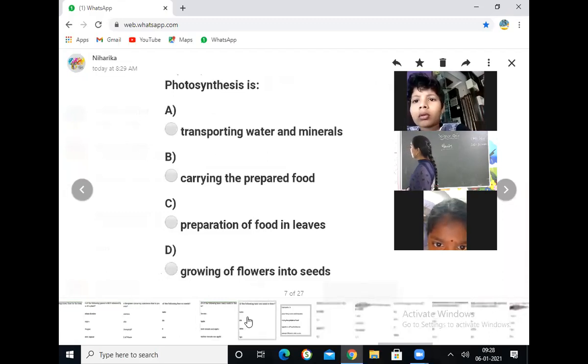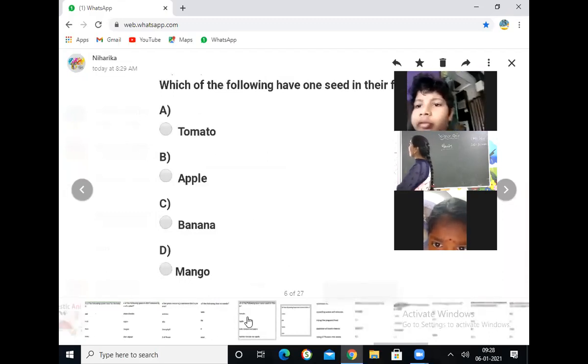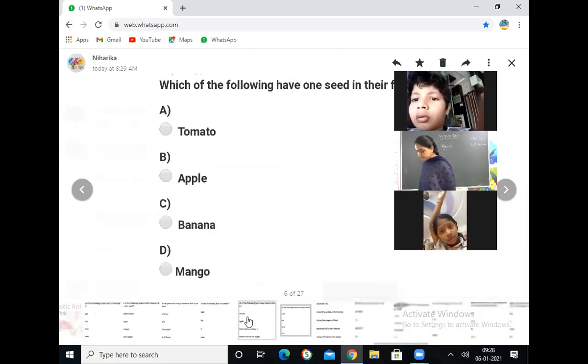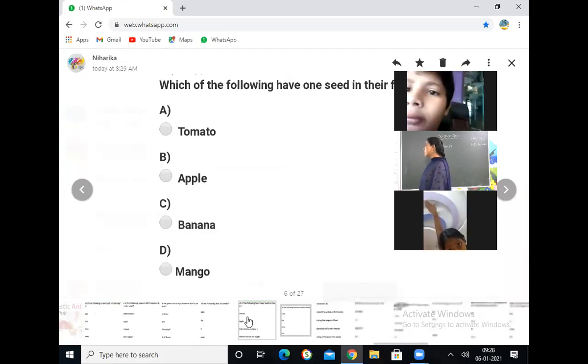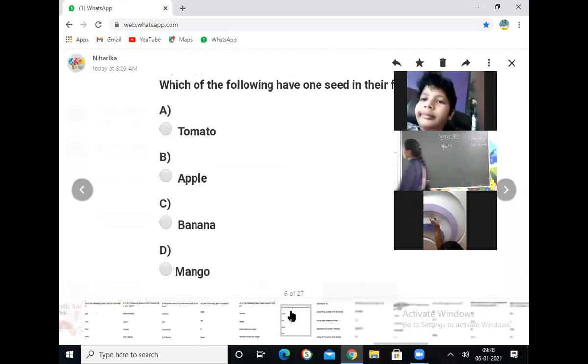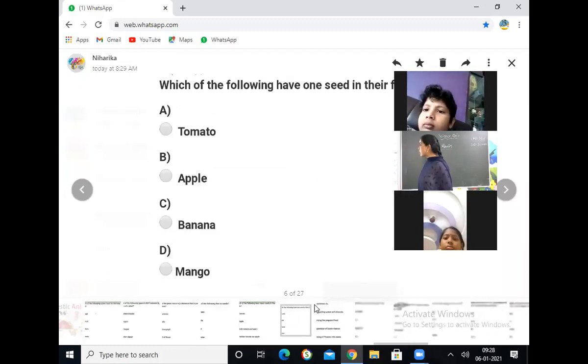What is the last answer? Which of the following have one seed in the fruit? Mango. Very good. Mango, yes, correct answer. We will go to the next question.